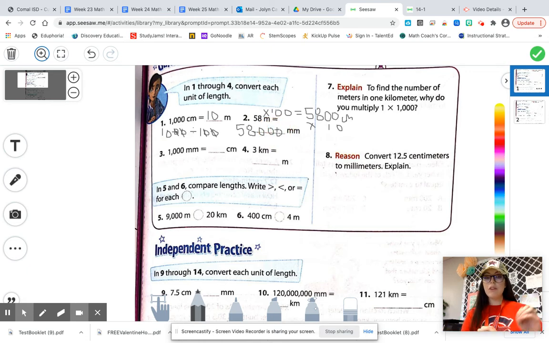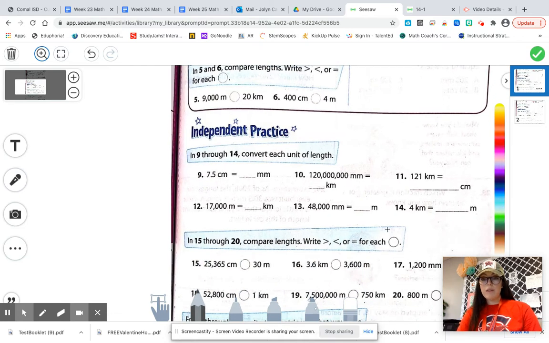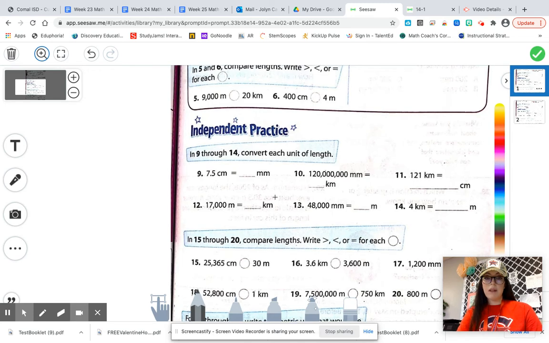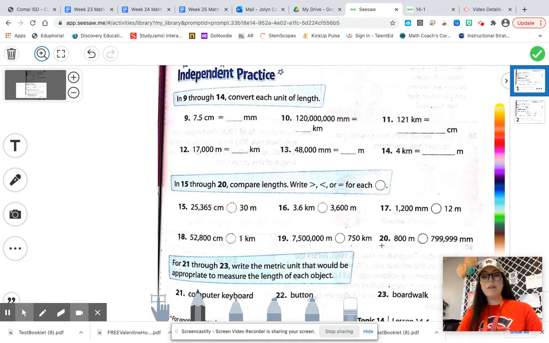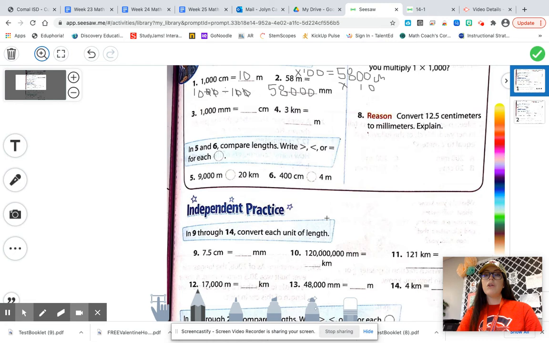So just pay close attention, because sometimes you might have to multiply more than once like we did on this problem. All right, and so that's what you're going to be doing for 9 through 14. So pay attention for centimeters to millimeters, meters to kilometers. So again, it's all units of length. But if you look at 15 through 20, you're using your comparison symbols. So you're doing greater than, less than, or equal to.